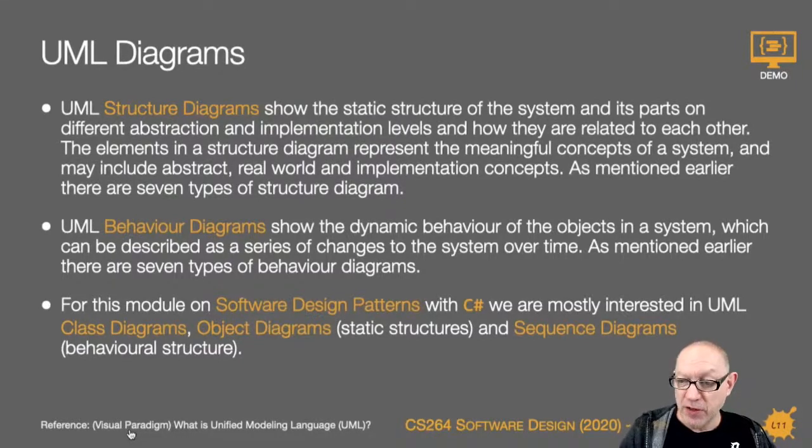For this module on software design patterns with C#, we're really just interested in the class diagrams and the object diagrams, which are the static structures, and the sequence diagrams, which are the behavioral structures. And again, we won't be as interested in the behavioral as the static, because the patterns tend to be given in terms of designs for static designs using UML.